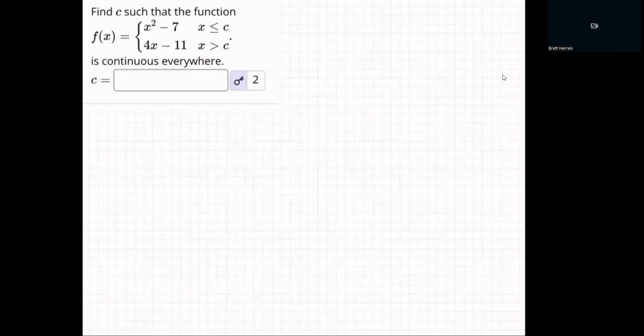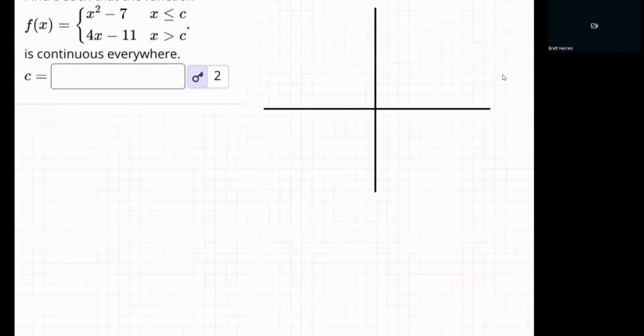Okay, so on this question, they got a piecewise function. They say it's continuous everywhere. That's important. It wants to find C. Here's the answer. How'd they come up with that? Well, let me show you a little graph. You don't have to graph, but I think it'll make it make sense.